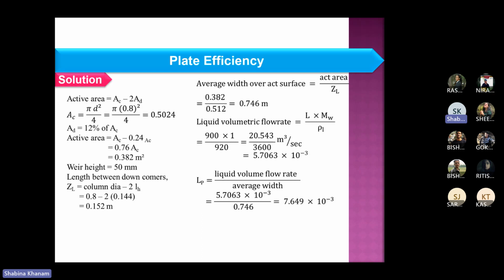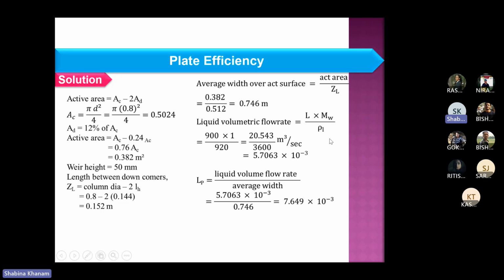Yes, it is 0.512, okay. So please make a correction over here, this is not 0.152, this is 0.512, and 0.512 we can consider over here to find out average width, which is coming as 0.746, okay. And then we can find out LP, that is liquid volumetric flow rate by average width, okay.